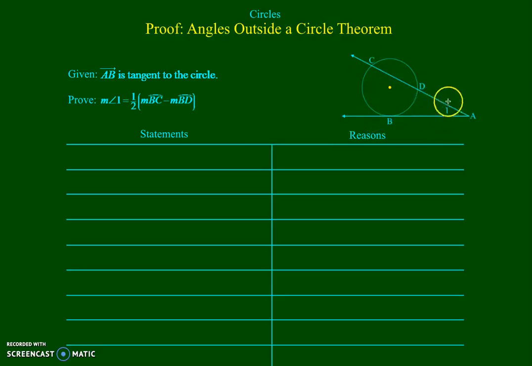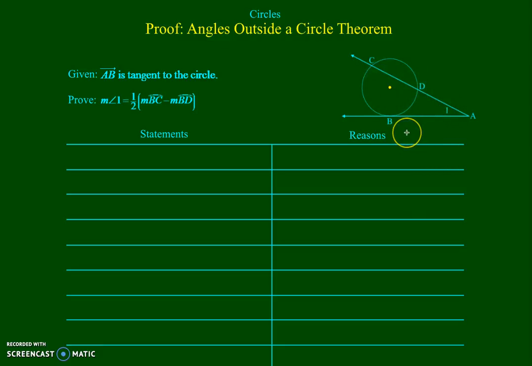So as usual, we have the outside angle 1, and we want to prove that angle 1 is 1/2 the big arc minus the small arc. That is arc BC minus BD. To start with, we're going to draw in an auxiliary segment, and we're going to use the exterior angle theorem and the tangent chord intersect theorem to show the relationship between this angle and these two chords.